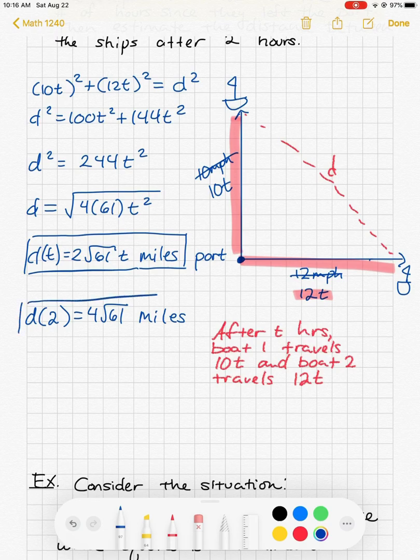Okay. And then, I mean, that's a nice exact answer. So if you wanted to, you could get an estimation. That part you wouldn't do on the test. That's a calculator problem, but maybe on the worksheet. 31.2 miles. That's a fun one.